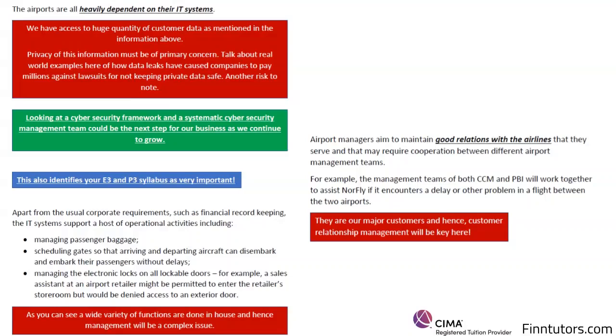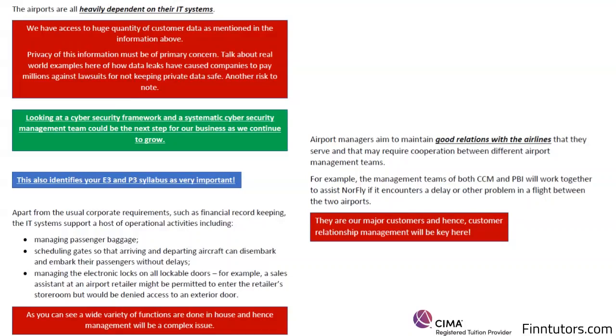We already know that operations are going to be complex. Airport managers aim to maintain good relationships with the airlines that they serve, and that may require cooperation between different airport management teams. So, for example, for my company, I have six different airports. If one airline is flying from one hub airport to another hub airport, all my airports are run by a different management team. So two management teams will have to have good communication to be able to serve that airline better and maintain the relationship. Internal communications and internal dealings are going to be an important consideration here.